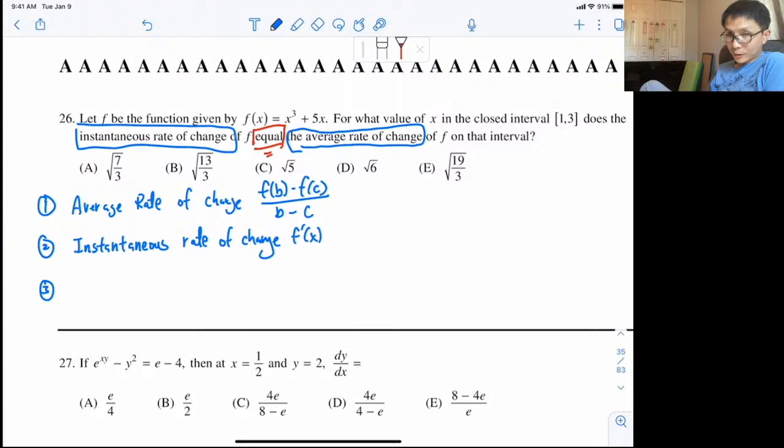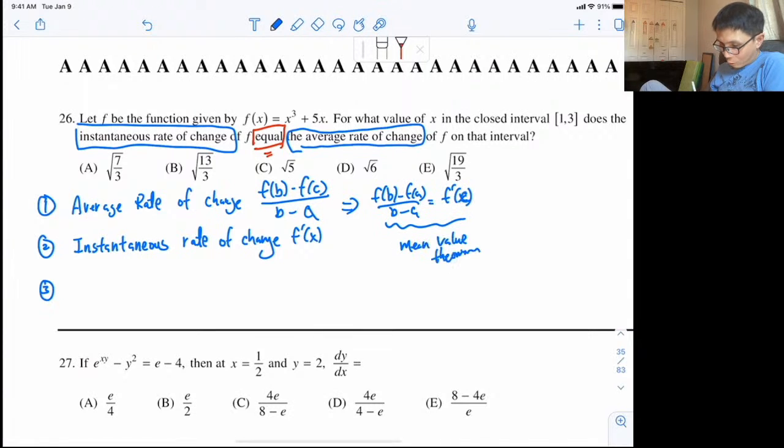So that means, for example, when they equal each other, that just means f of b minus f of a, which means mean value theorem. Only if they are differentiable though. So this is the third thing, mean value theorem. So I'm just taking 1 over b minus a. So this is mean value theorem.